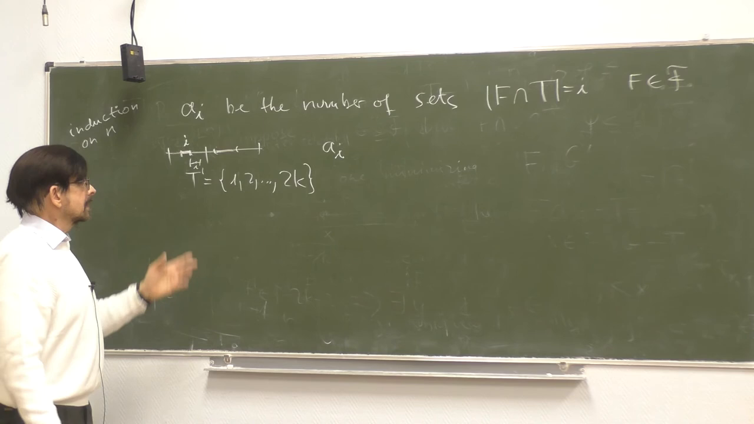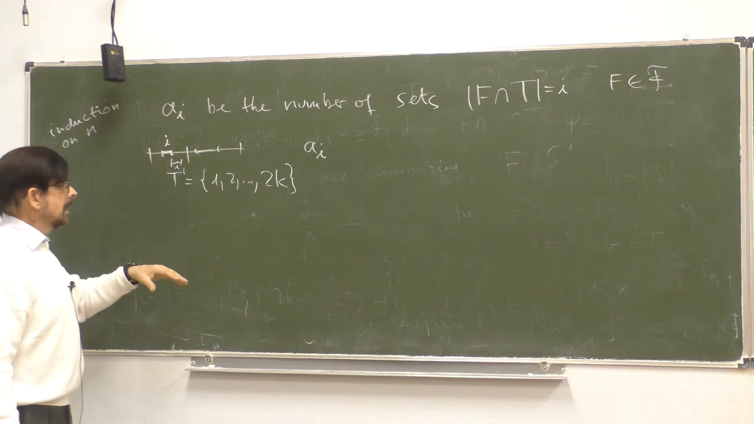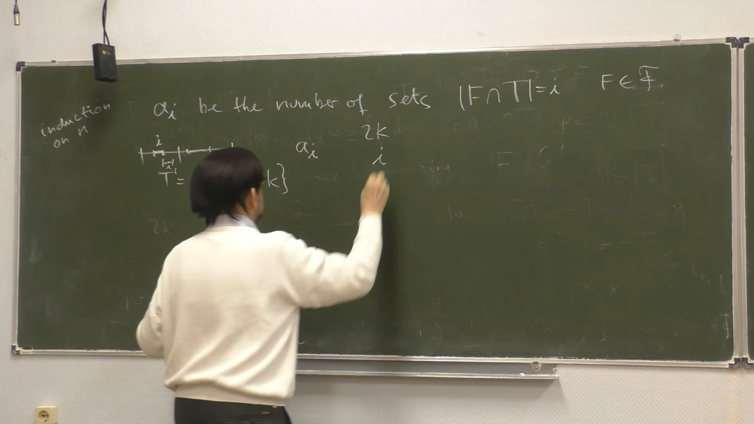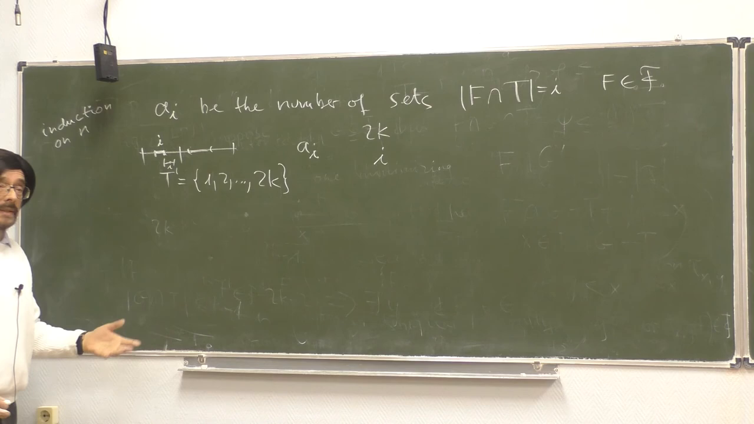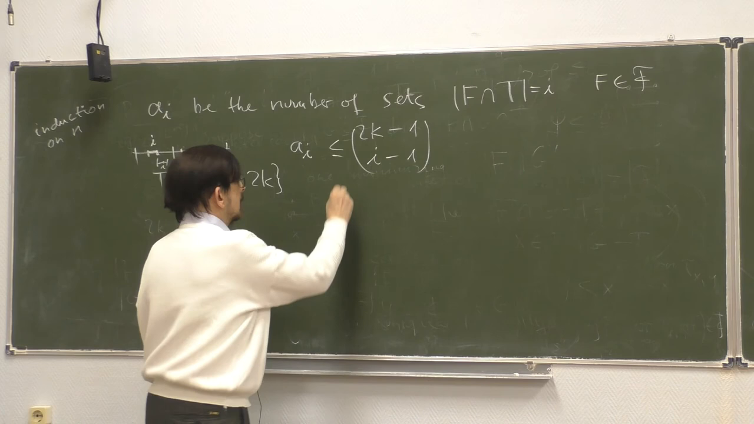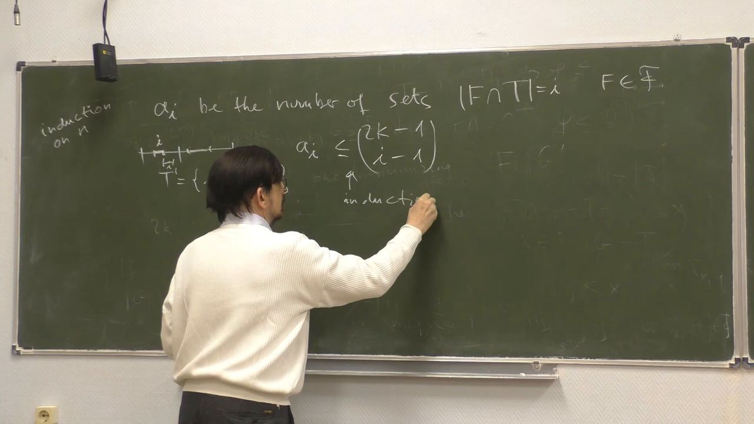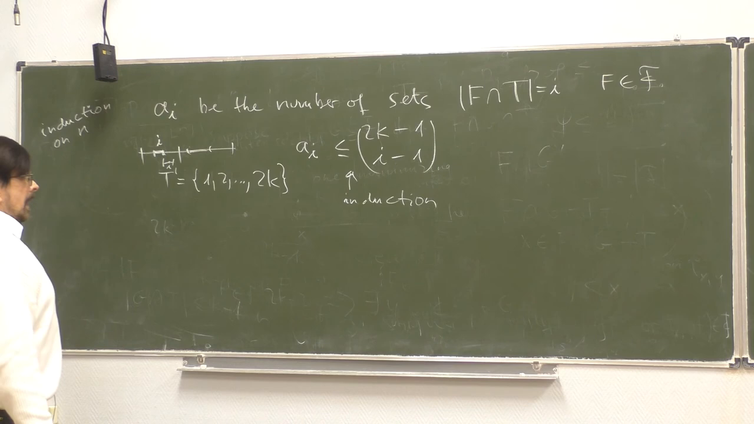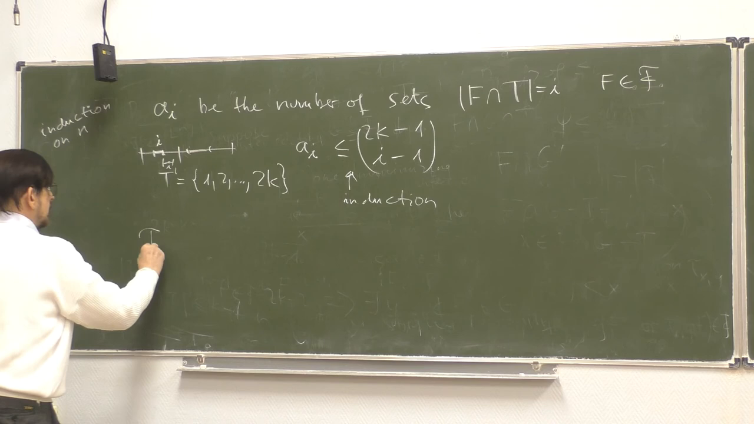So we have here a 2k element set, write it here, a 2k element set, and we choose i element sets in such a way that they are intersecting. So by the induction, it cannot be more than this number. Of course, 2k must be smaller than n, yeah. And so now the size of F.